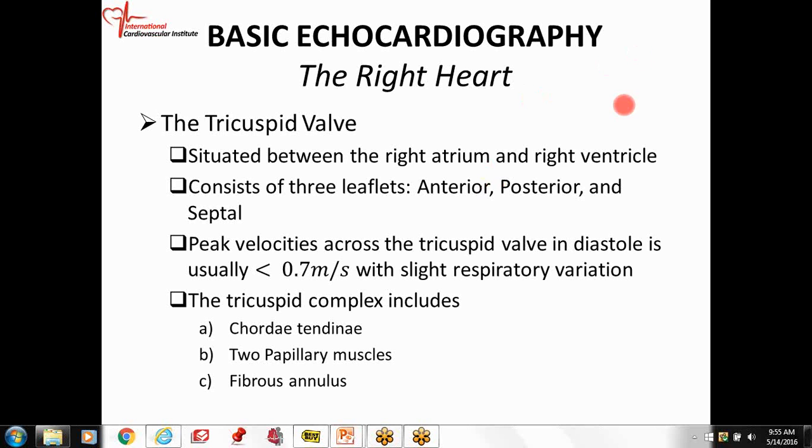So you have to know everything about the tricuspid valve. Question: before it says 3 or more papillary. Yeah, 3 or more. That's supposed to be 3 or more. Yeah. Okay.